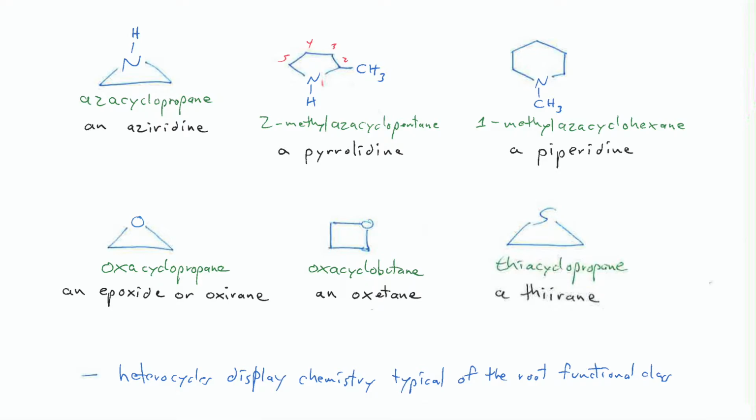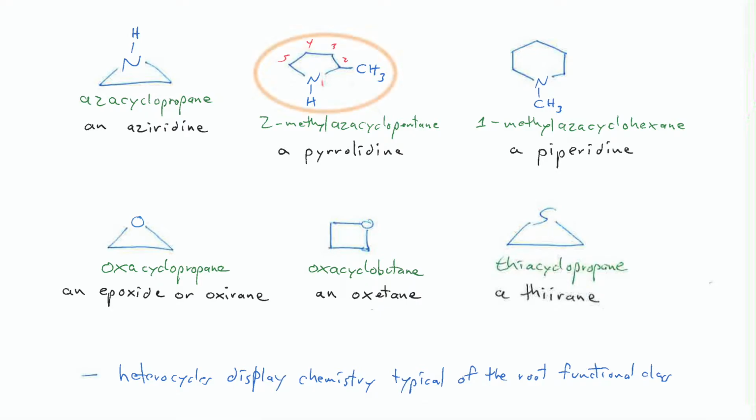So starting off with nitrogen heteroatoms. Here we've got a 3-membered ring with a nitrogen. So the 3-membered ring means that it's going to be a cyclopropane derivative, but we've replaced one of the carbons with a nitrogen, so we affix the aza prefix. So this is just aza cyclopropane. Aza cyclopropanes are fairly commonly encountered in synthetic chemistry, and they have a common name. They're called aziridines. They are basically the nitrogen analogs of epoxides.